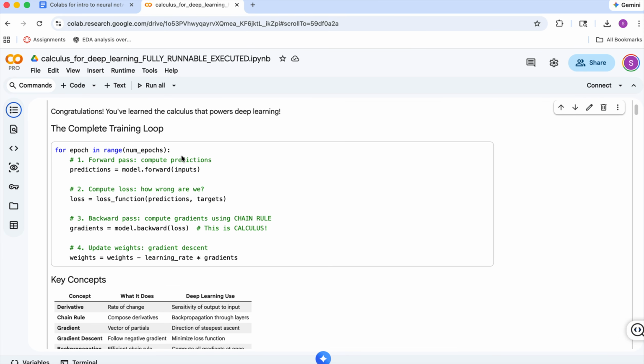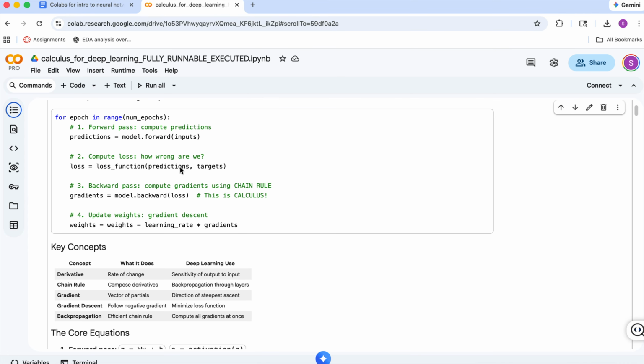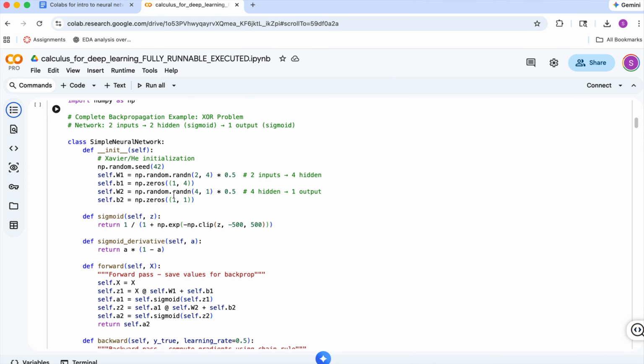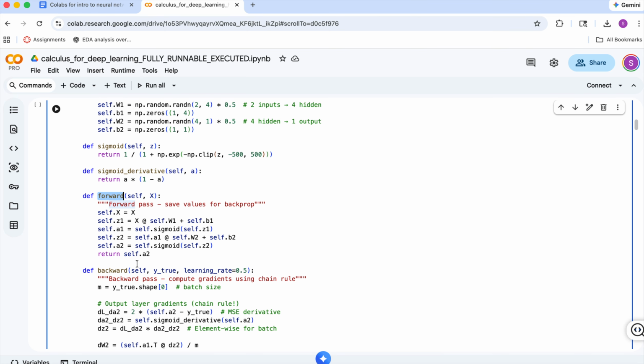Then next, we go to backpropagation. This is the most important cell in the notebook. It implements a complete neural network from scratch to solve the XOR problem. I define a simple neural network class with a Xavier initialization, a forward pass through sigmoid activation, and a full backpropagation method that computes gradients using the chain rule.